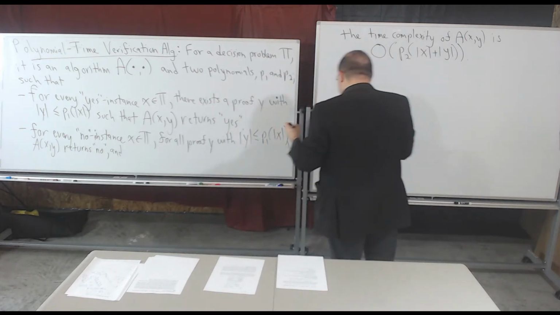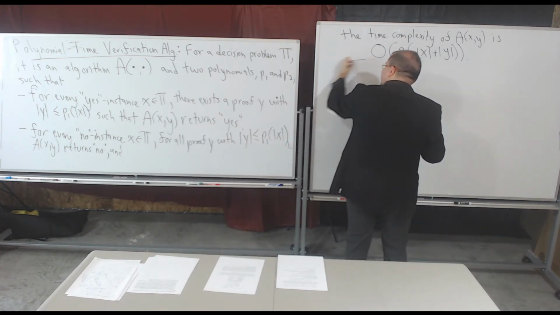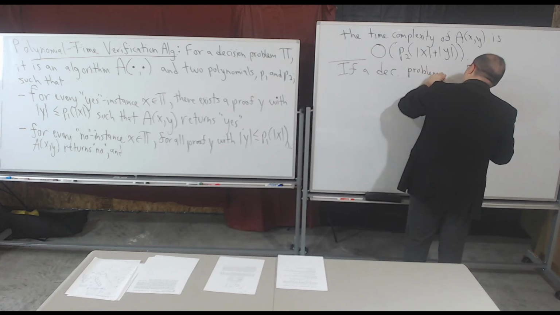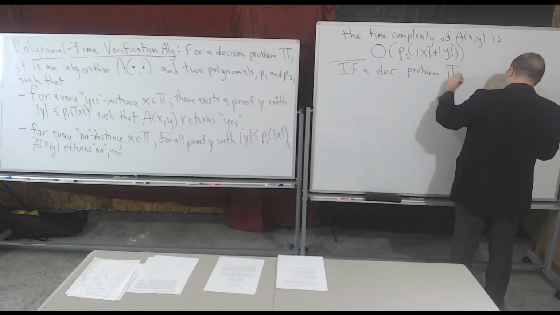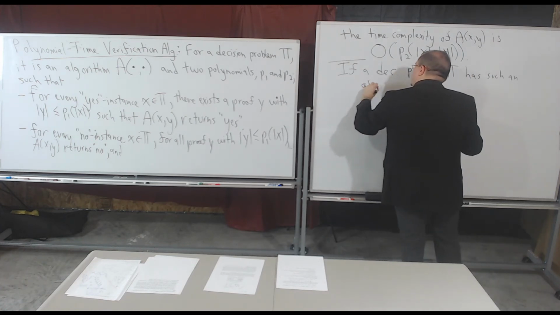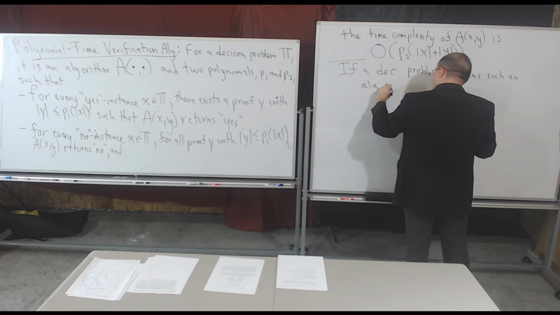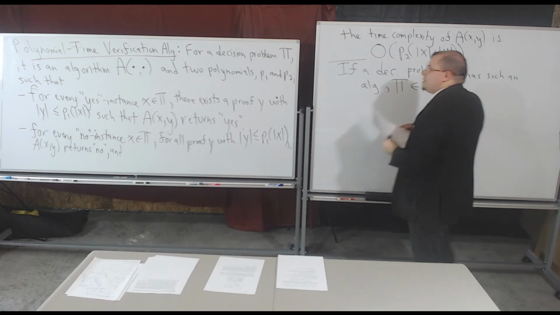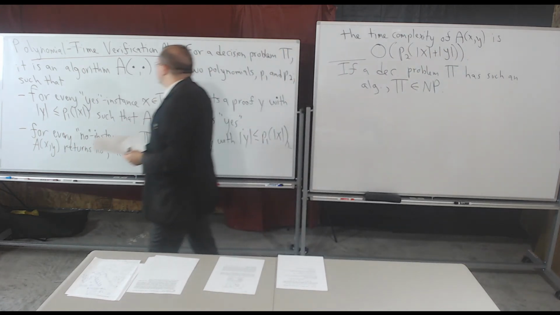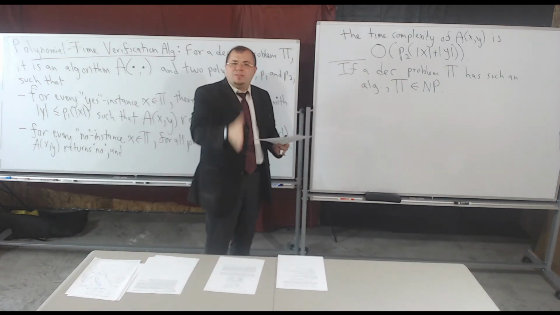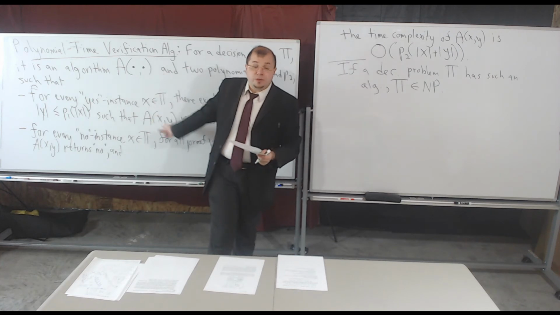I just want to say, this is outside the definition. If a decision problem pi has such an algorithm, pi is in NP. Now, this is the formal definition of the polynomial time verification algorithm, but I want to stress, take my intuitive explanation before it if this is really confusing to you.